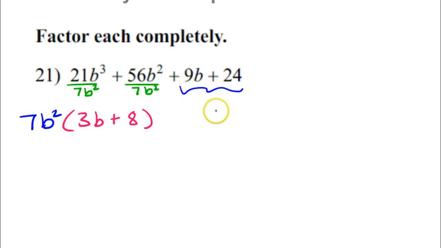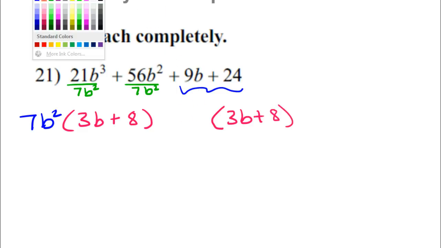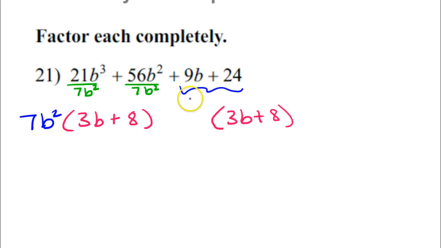Now, we are really hoping that the parentheses over here will also be 3b plus 8. So sometimes I will write it down and just see if I'm right. If I'm wrong, I can always erase it. The GCF here seems to be 3. Both of these are divisible by 3. So if I bring that 3 out, a positive 3, then 3 times 3b would be 9b, and 3 times 8 would make 24. So it does make sense.